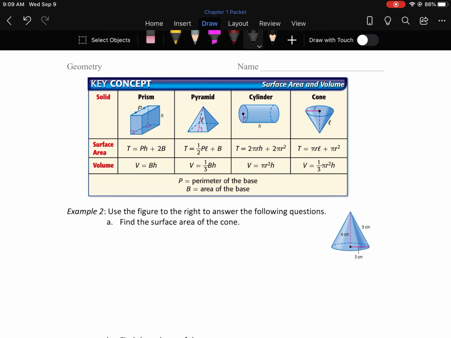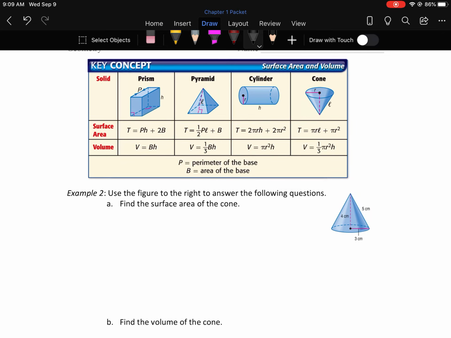All right, so here's looking a little more at what our prisms, pyramids, cones, and cylinders look like. So you can see the prism there. We can also have triangular prisms. Our pyramid, we can have triangular pyramids or rectangular pyramids. A cylinder, it's like the shape of a can or the bottom part of the silo, and then we have our cone.